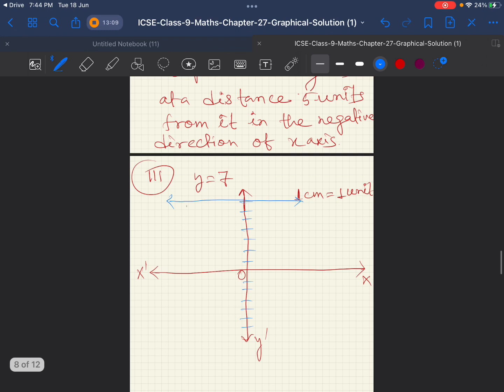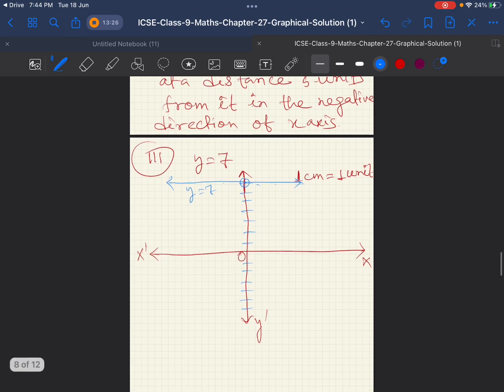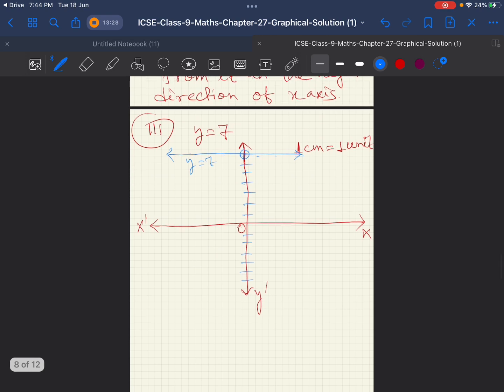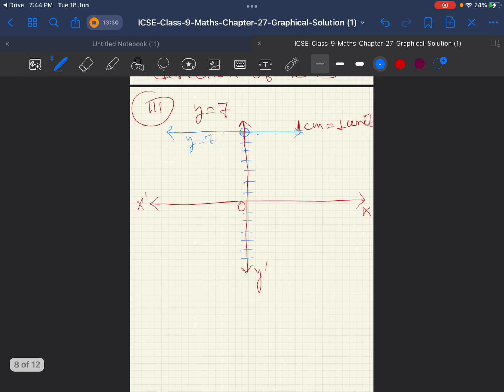So this line is parallel to x axis. This is the line. Okay, this line is y equals to 7. Here x will be 0 and x will be 1, 2, 3. Here x equals to minus 1, minus 2, minus 3. So this line is here, which is parallel to x axis.